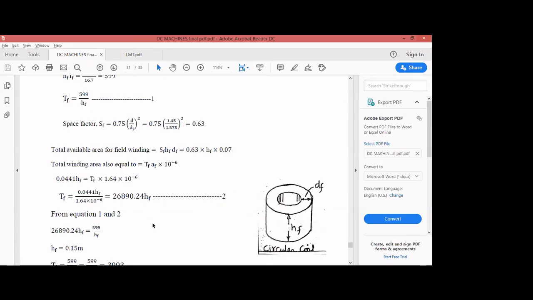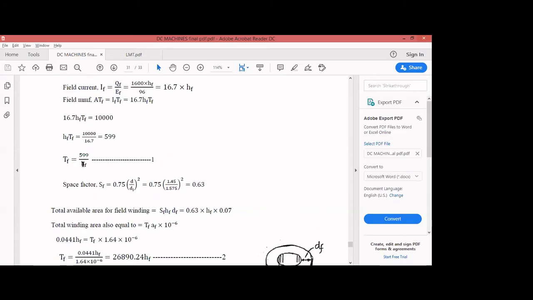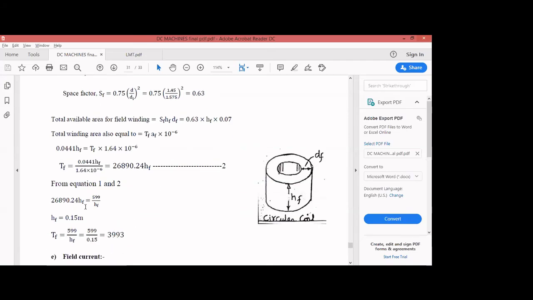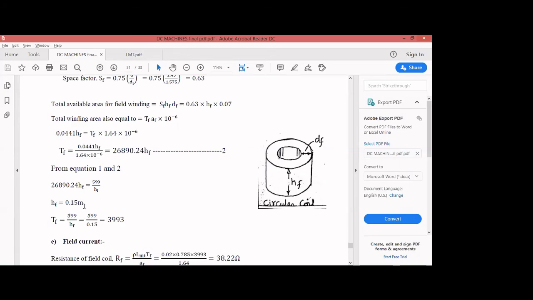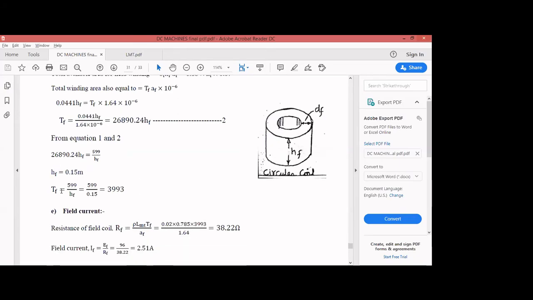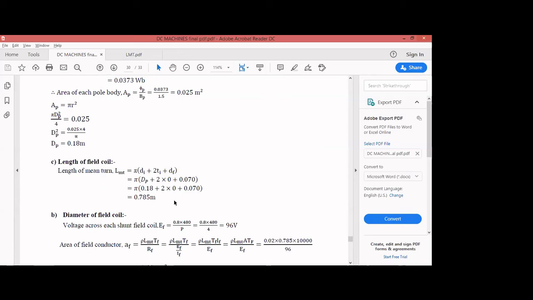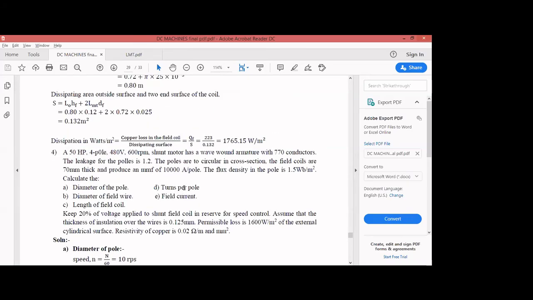This is equation 2. From equation 1 and 2, what is equation 1? This is TF, this is also TF. So equating equation 1 and 2, what you got now? This is equal to what? 599 by HF. What you got for HF now? HF is equal to 0.15. Once you know HF, I can calculate the number of turns. TF is equal to what? 599 by HF. What you got for the number of turns? 3,993. So what you have calculated now? You have calculated the number of turns.